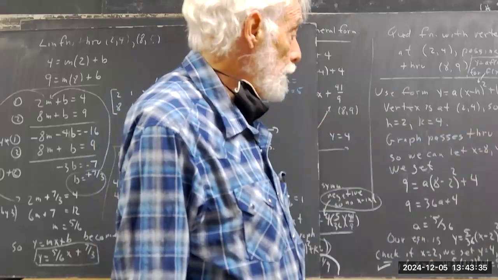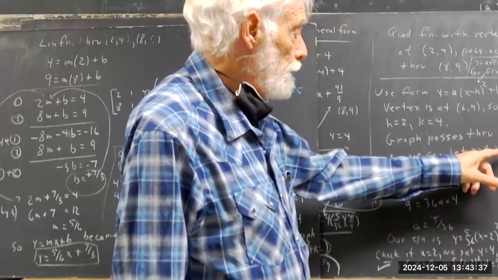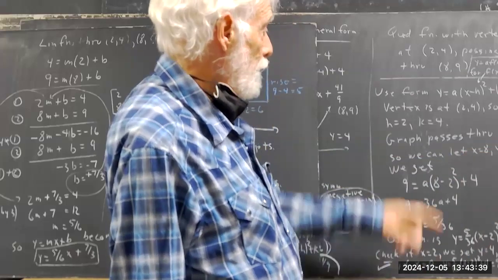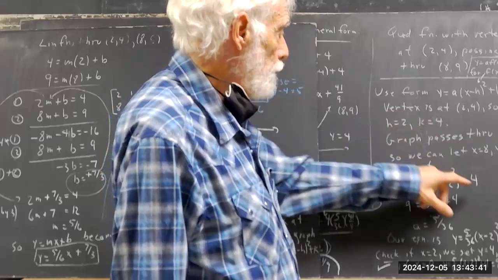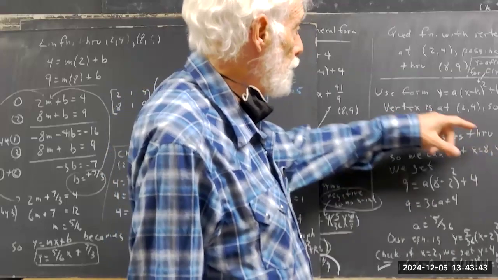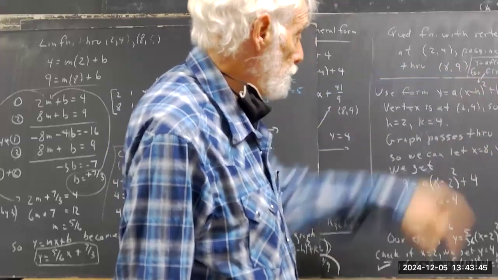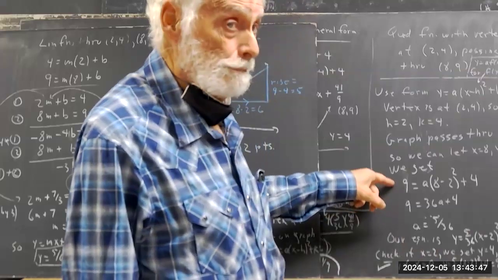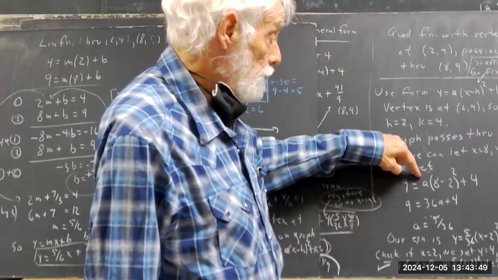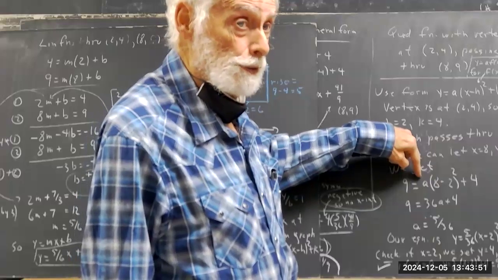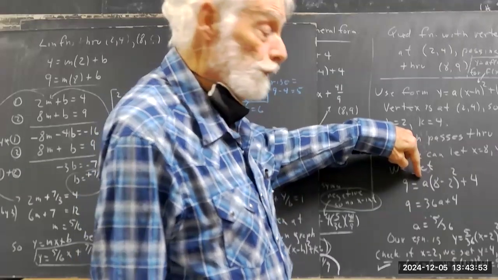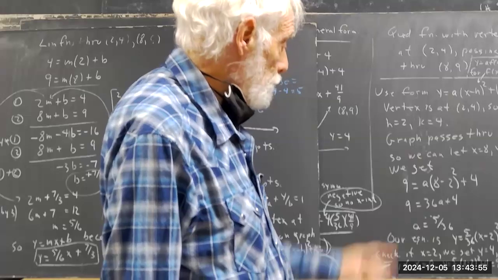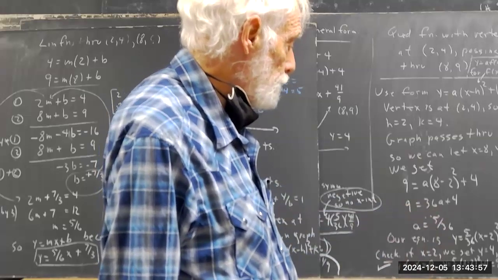The graph passes through (8, 9), so we can let x equal 8 and y equal 9. Now using h equals 2, k equals 4, x equals 8, y equals 9, we write out this equation. And what's left is a. And that's a really easy equation to solve for a. So we solve it for a, we get 5/6.